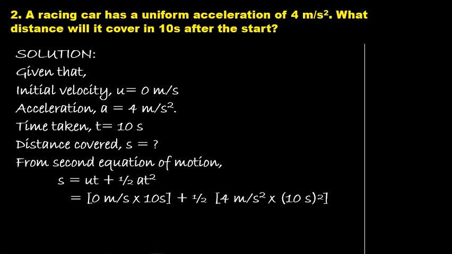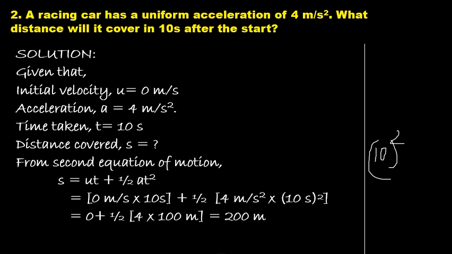On solving it, 0 into 10 becomes 0 only. Whatever you multiply by 0, it becomes 0. So the first term becomes 0 in itself, plus the second term. In the second term, half has been written as it is, 4 meter per second square into 10 second square. The square of 10 is 100. So the 10 second square becomes 100 second square. That's what we have written here, 100.